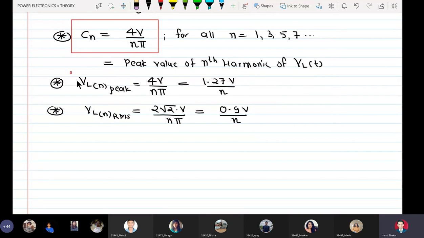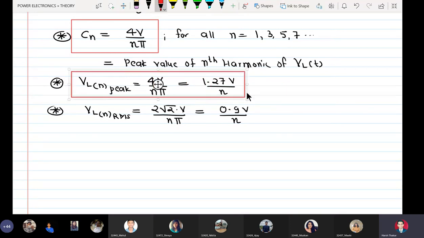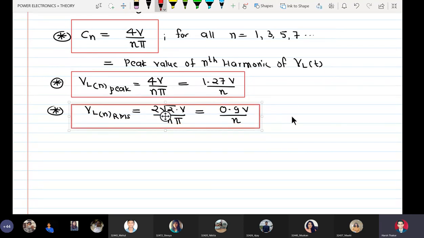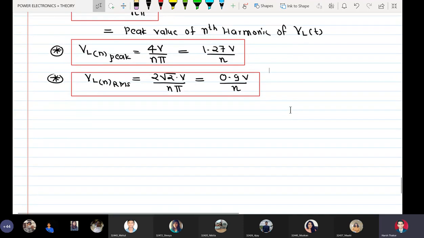Similarly, the peak value is 1.27 V upon n, and also the RMS value is equal to this. Okay, like this. What about phi n? Phi n is equal to tan inverse of an upon bn. An is 0, so it is equal to 0.